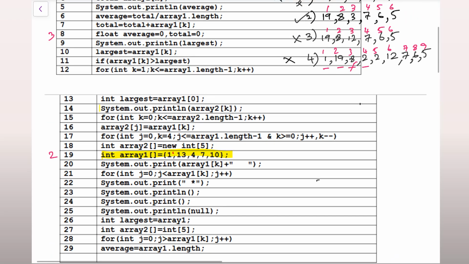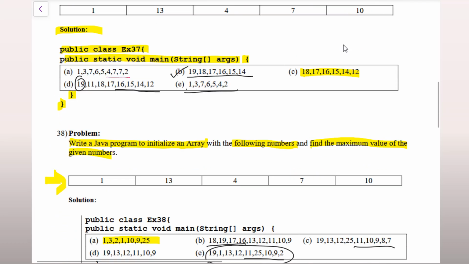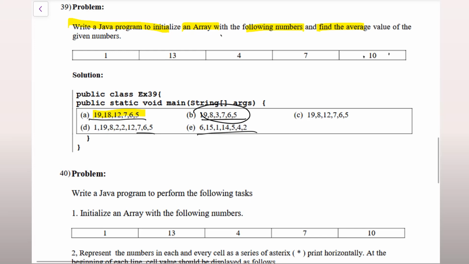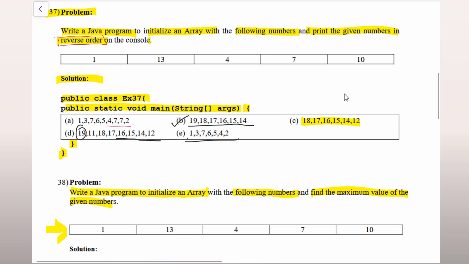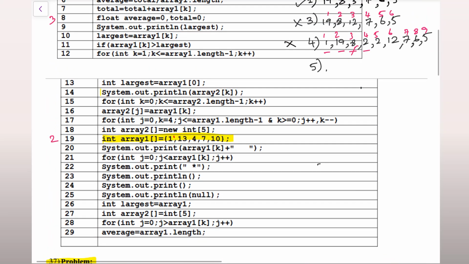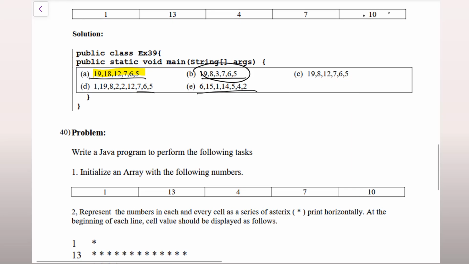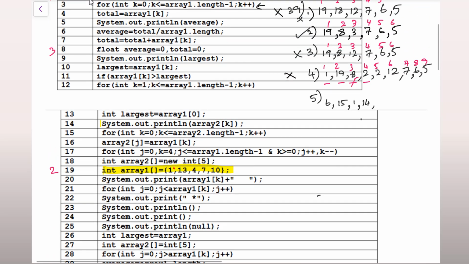Okay, and then the fifth option is 6, 15, 114, 542. 6, 15, 114. Is it 542? 542. Okay.